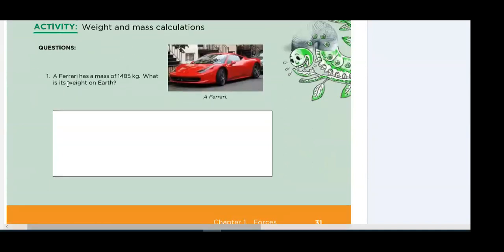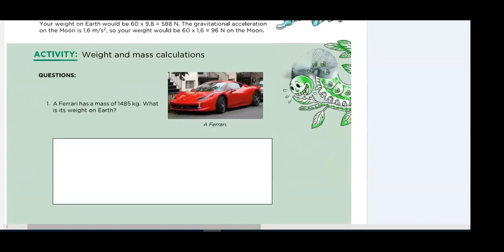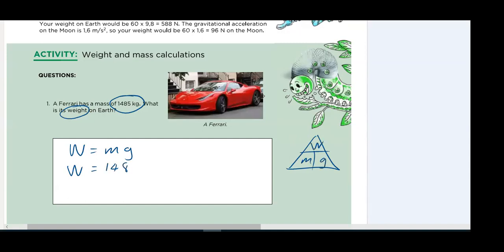Okay, so let's start with a favorite Formula One team in the world, Ferrari, although they haven't been champions for a long time. The mass of this car is given. We want to know what is its weight on Earth. We always will solve these problems with a formula or an equation. W equals m times g. I'll just do my little triangle so that you guys can see. The mass of the car is 1,485, multiplied by the value of g, 9.8.